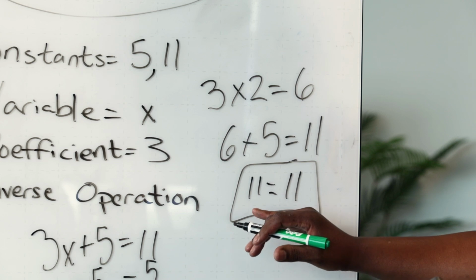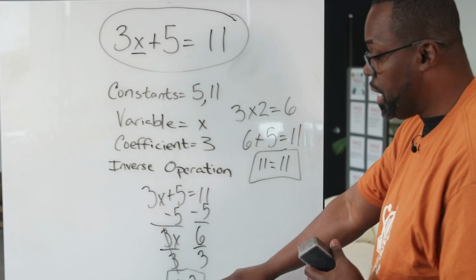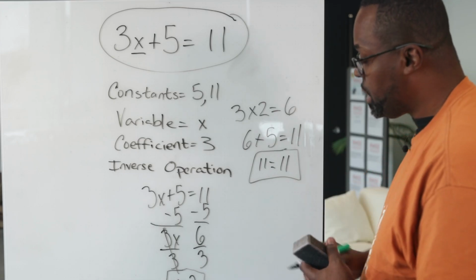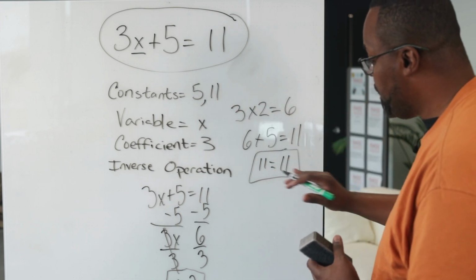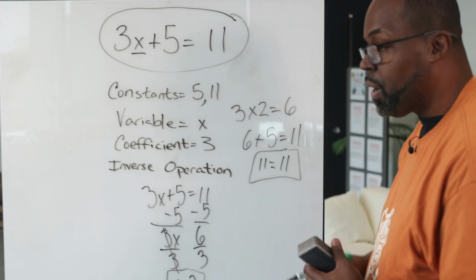Now, if you had a different value, you would know that what you thought was your answer was incorrect. But in this example, we plugged in 2, we got 11, 11 equals 11, and so we're all set.